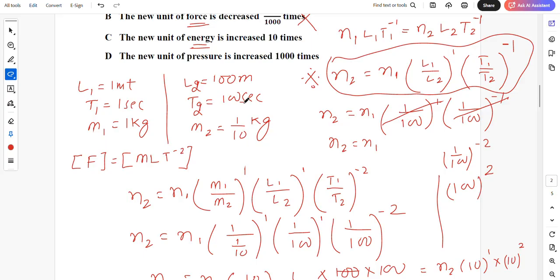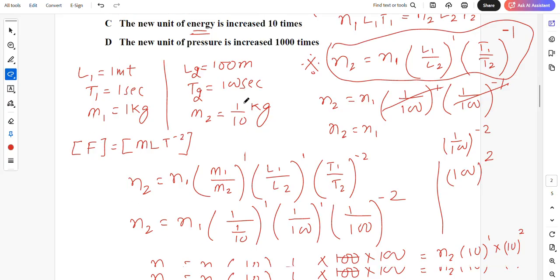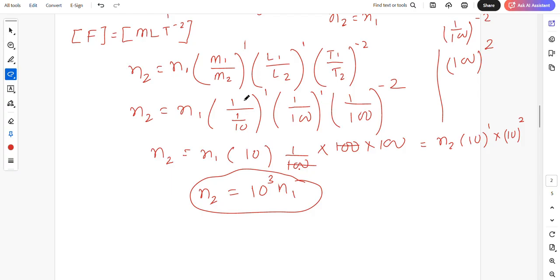Now, in case of energy, what is the dimension of energy? Energy is equal to M L square T to the power of minus 2.